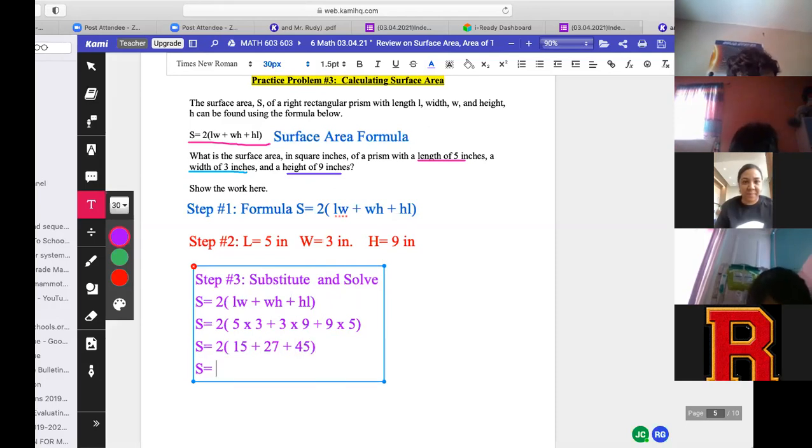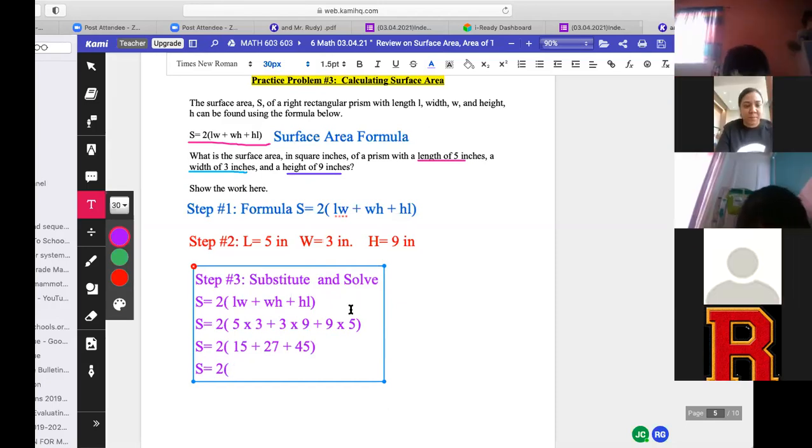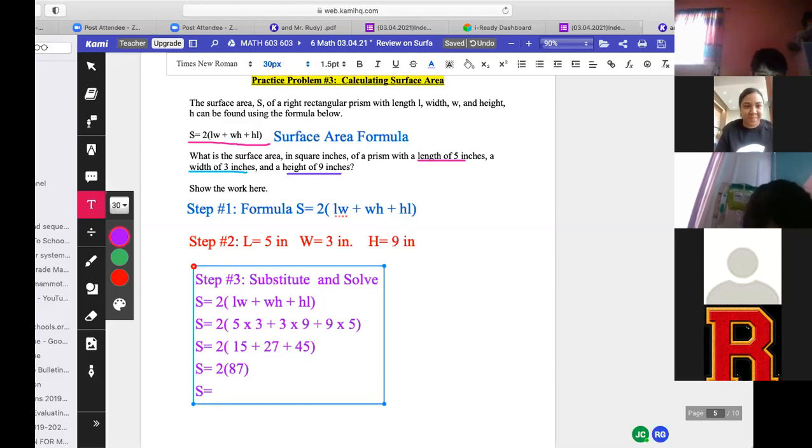Abigail, I'm so proud of you. Keep going. And now we have to add 15 plus 27 plus 45, which equals 87. Are you done now, Abigail? Since we have the 2 left, we have to do 87 times 2, which is 174. Square what? 174 inches squared.